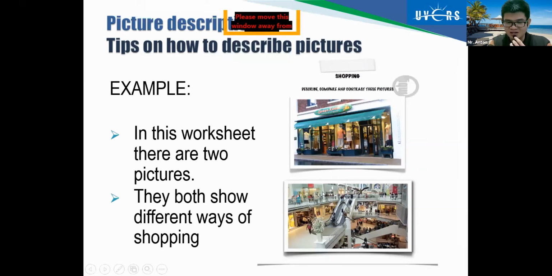I repeat, you cannot use the first for distance learning and the second picture for work from home. You cannot compare apple to orange. What you should do is compare orange to orange or apple to apple. This is what I mean. Okay, we continue.